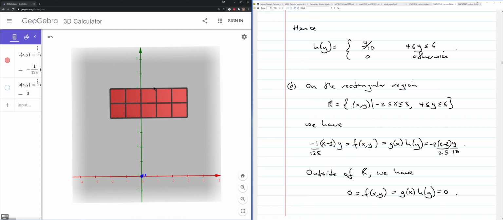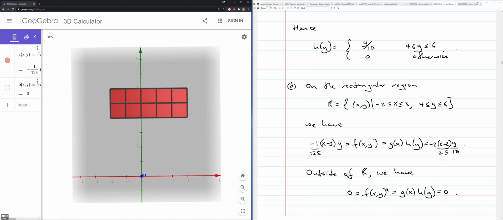And you can keep checking everywhere else outside of R. For example, if you're over here where x is bigger than 3, f of x y is going to be equal to 0, and the marginal g of x is also going to be equal to 0. So the point is, if you're outside of R, f of x y will be 0, and in this product at least one of the marginals is going to be equal to 0. So you'd always have equality, where 0 is equal to 0.